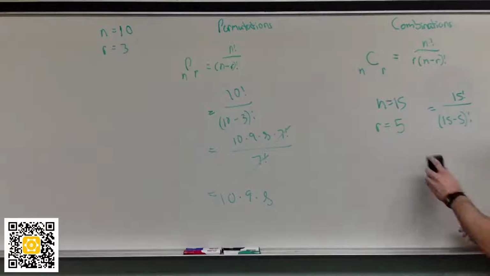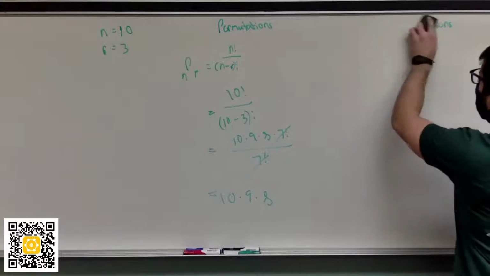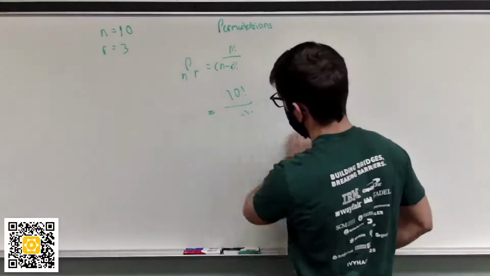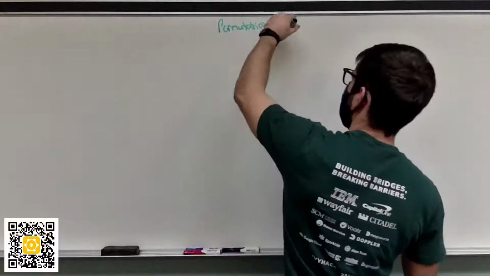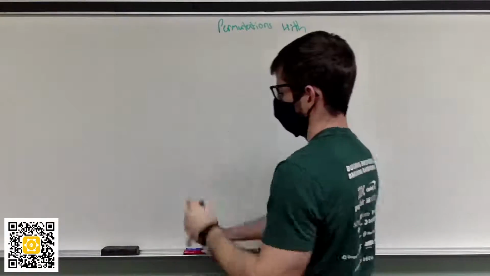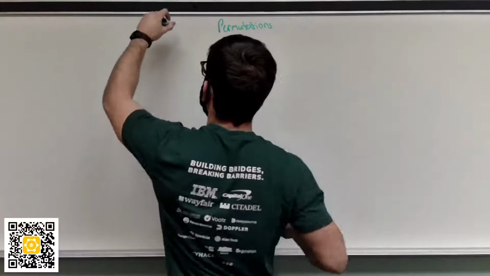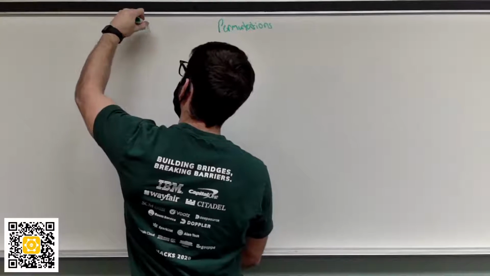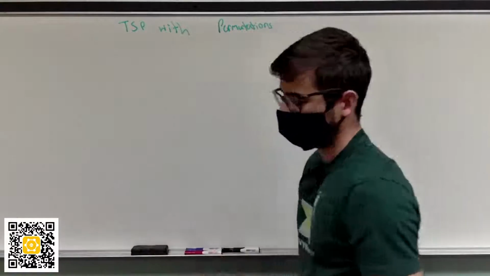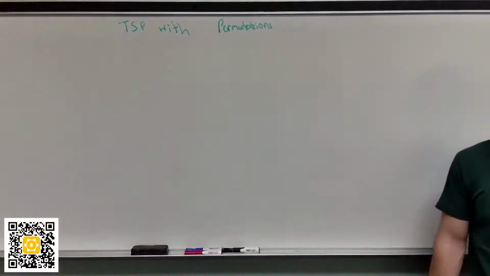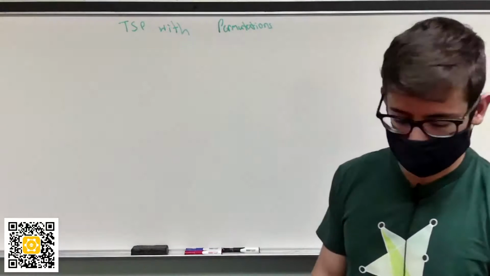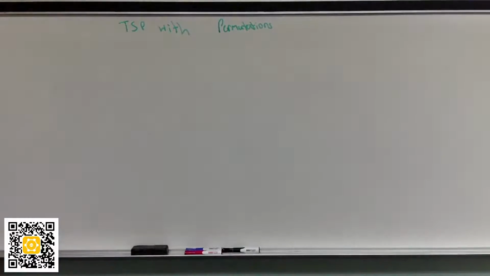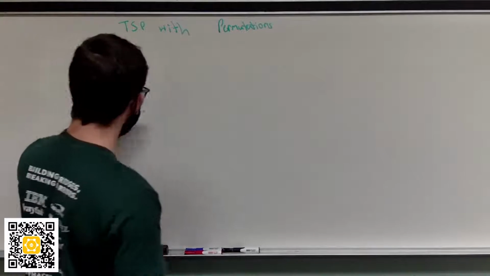So, let's actually try to solve a problem now. Let's solve the traveling salesman problem with permutations. Traveling salesperson. Okay, the TSP. You're totally right. I'm sorry about that. Has to be gender equal, I guess. So do we all know what this problem is?